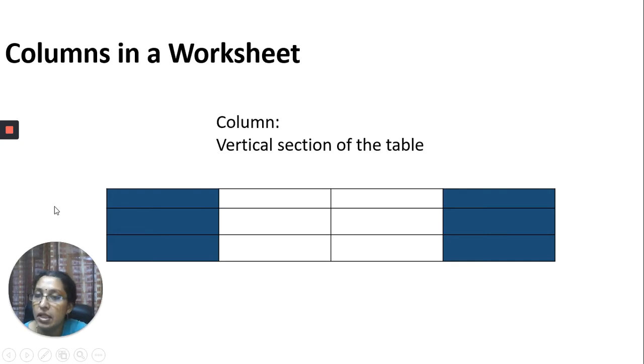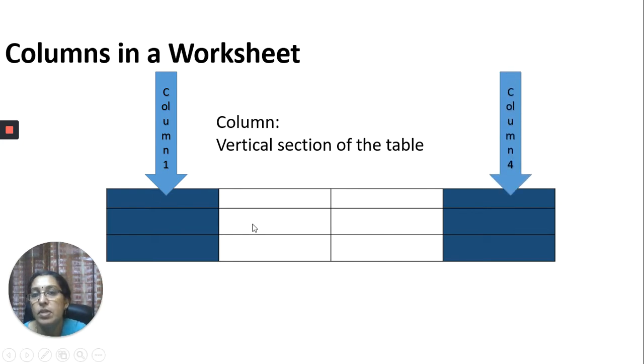A column is the vertical section of the table. This is your first column. This part is your second column. Please follow the mouse movement. This is your third column. This is your fourth column.